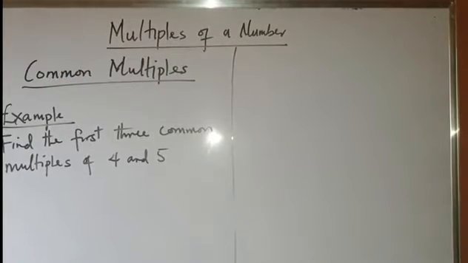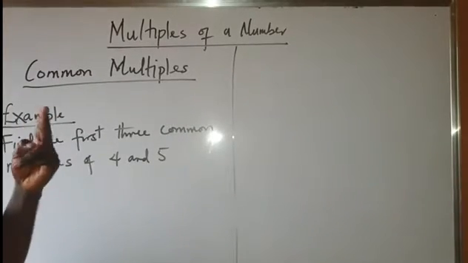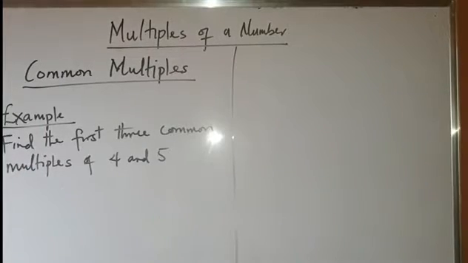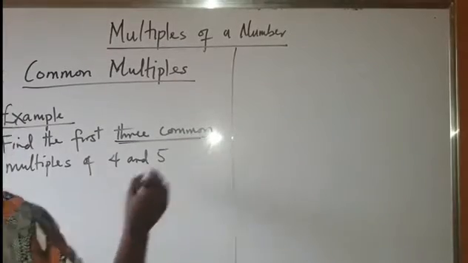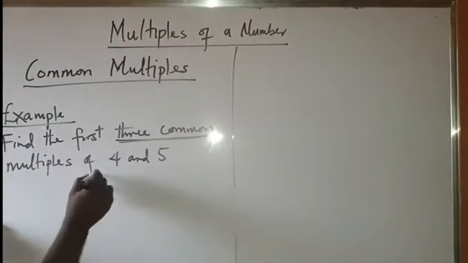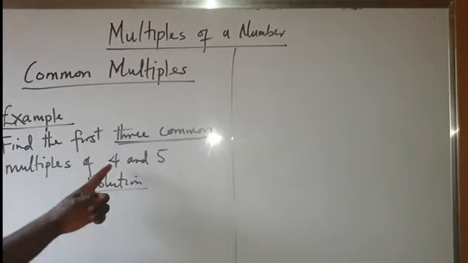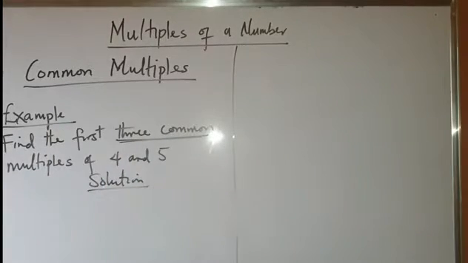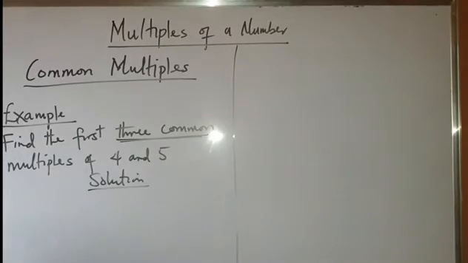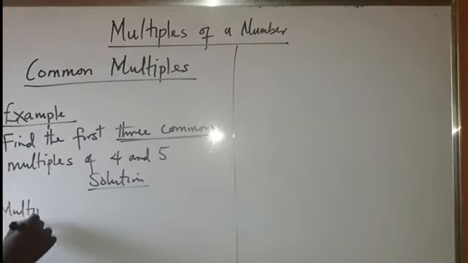Alright, so here we want to look at common multiples. Common multiples are multiples that are common to 2 or more numbers. So let's look at this example. Find the first 3 common multiples of 4 and 5. So the first thing we need to do here is to list out the multiples of 4 and list out the multiples of 5. Then we look at the ones that are common to both of them.